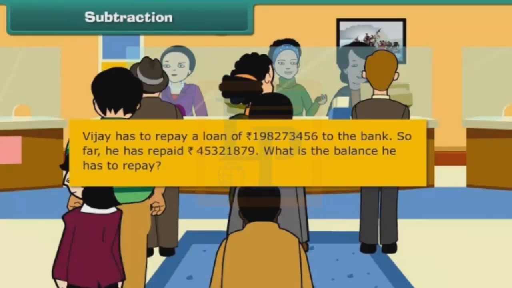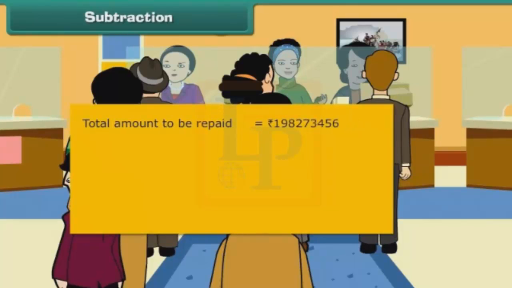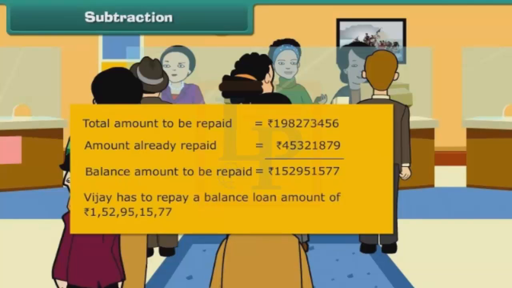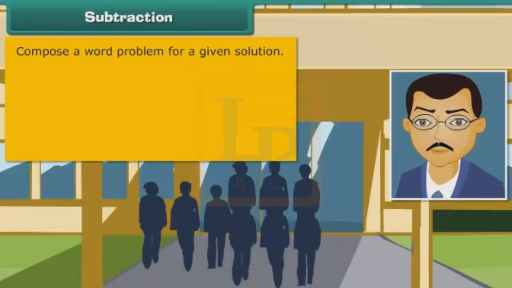Let us attempt a word problem involving subtraction. Vijay has to repay a loan of rupees 198273456 to the bank. So far, he has repaid rupees 45321879. What is the balance he has to repay? Total amount to be repaid is equal to rupees 198273456. Amount already repaid is equal to rupees 45321879. Balance amount to be repaid is equal to rupees 152951577. Vijay has to repay a balance loan amount of rupees 152951577.